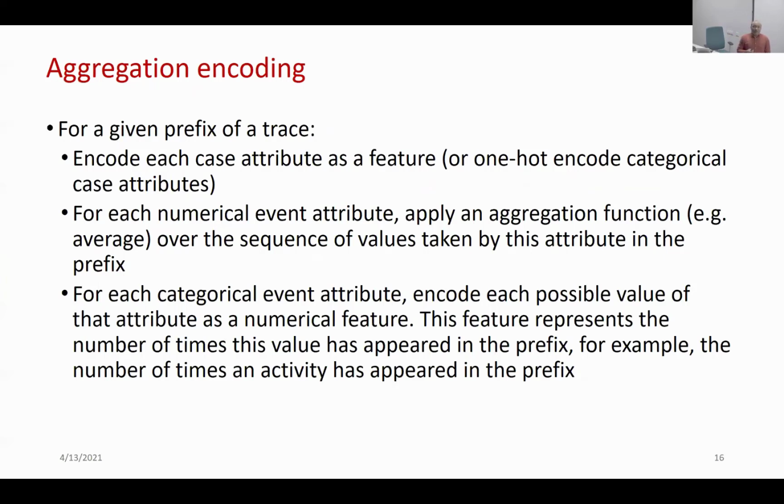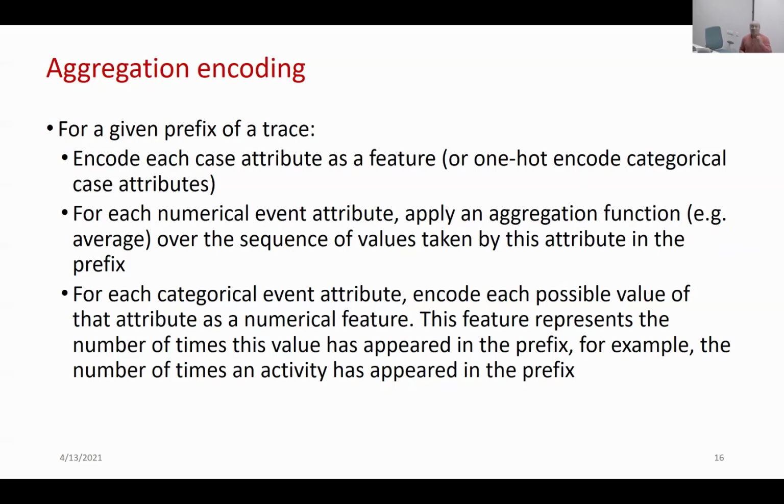So aggregation encoding does not stop at looking at the last event. It looks at all the previous events in the prefix, but it does not care about the order. It rather looks at all the values it sees for different event attributes, and it tries to aggregate them using an aggregation function, which will depend on whether the attribute is numerical or categorical. So how does it work? First, case attributes, that's a piece of cake. The case attributes are encoded into features in the feature vectors, basically one-to-one. They are just transferred into the feature vector.